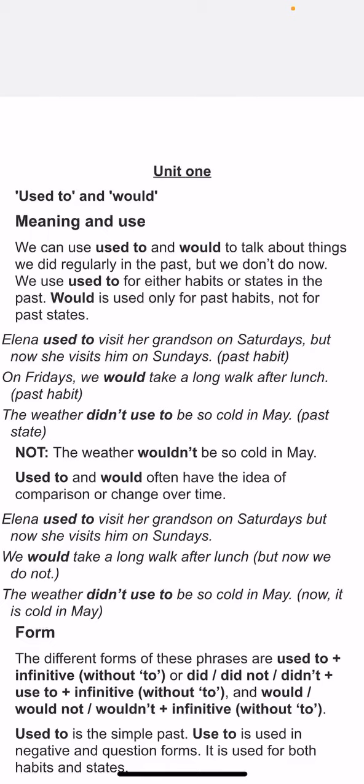"Used to" is the simple past. "Used to" is used in negative and question forms. It is used for both habits and states. For example, Isabel used to sing in a band. Pablo didn't used to drive to work. Did John used to study with you? Please note that when we make a question, we use "did" as a question word, okay?